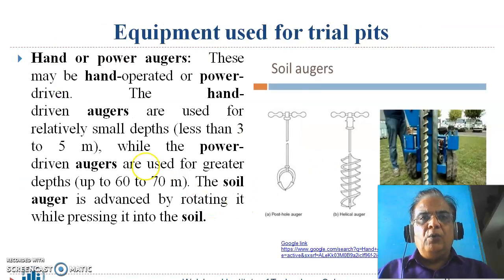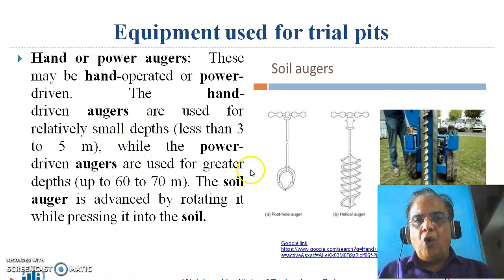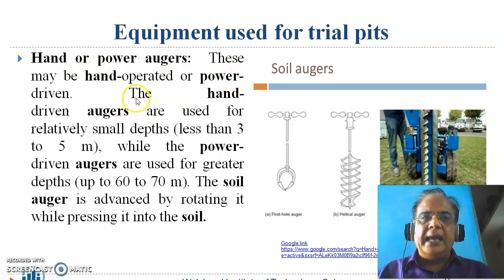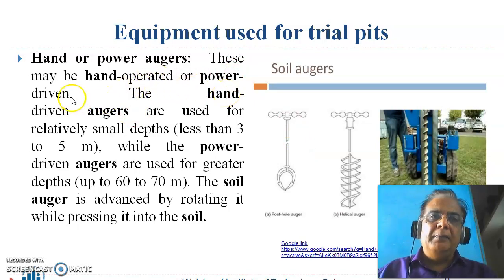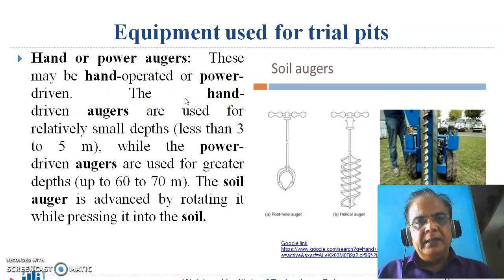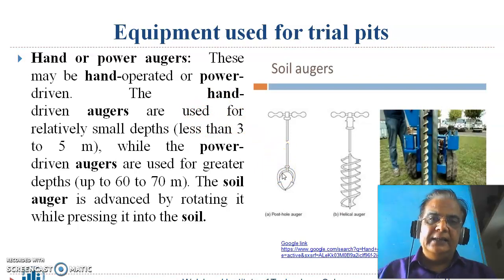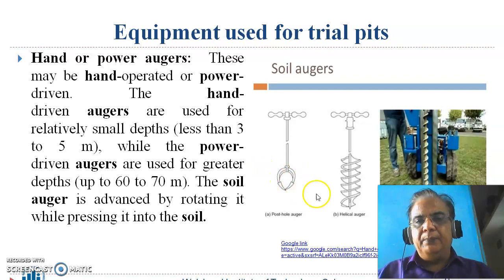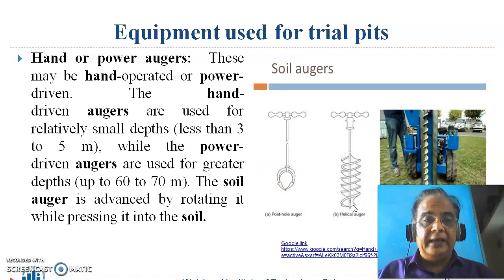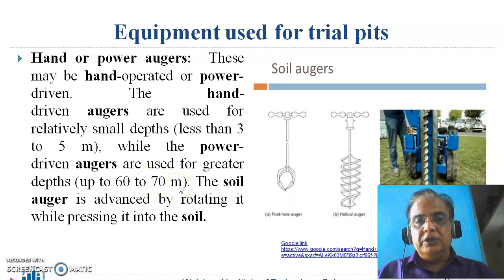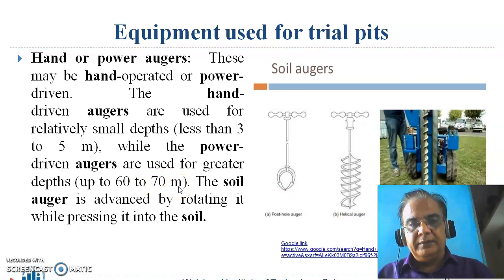Now what are the equipments used for taking these trial pits? These equipments are called augers, and there are two types of augers, hand augers or power augers. Hand augers are hand operated, remember, and power augers are mechanically driven or power driven. Now hand operated augers are used for smaller depths, less than 3 to 5 meter, and power driven augers are used for greater depths, from 60 to 70 meter, remember.